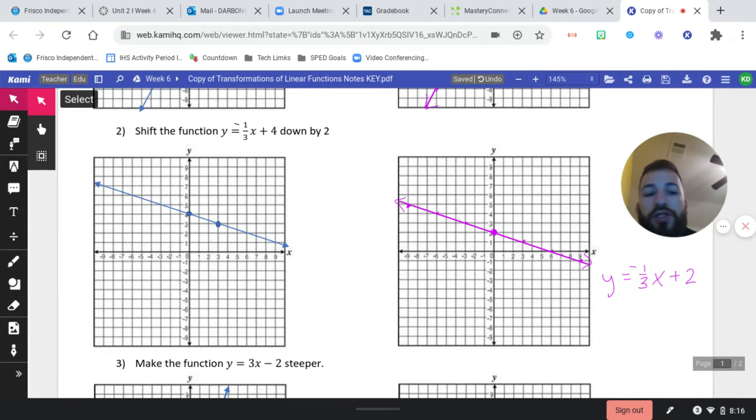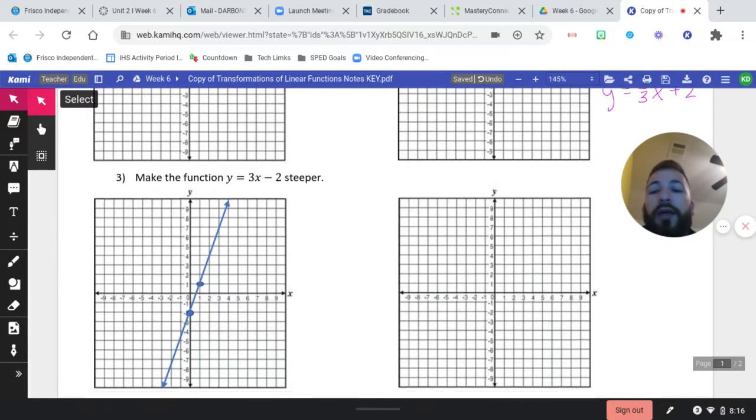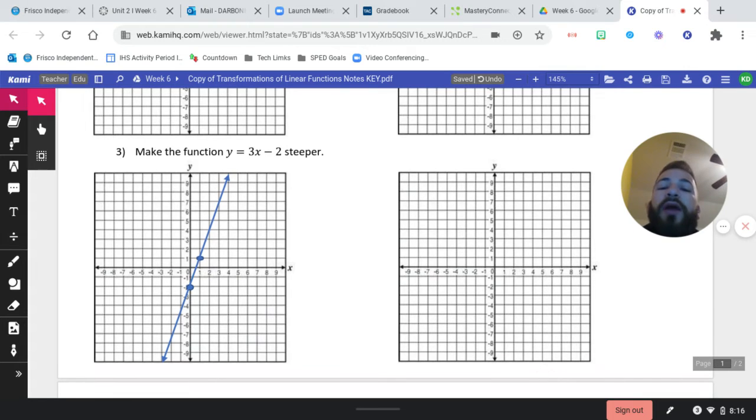Moving on to number 3, we want to make the function y equals 3x minus 2 steeper. The steepness of the graph refers to the slope. Think about it: if a hill was steeper, it would be harder to get up. That just means it's going to climb at a higher rate of change. So if I'm changing the steepness, I'm changing the slope. I want to give you a couple of examples of changing the steepness of the graph.